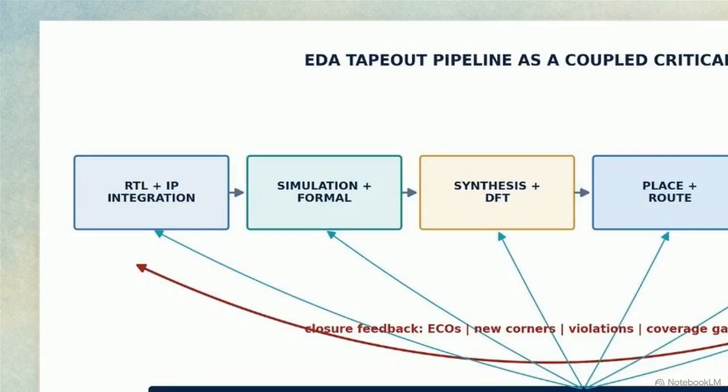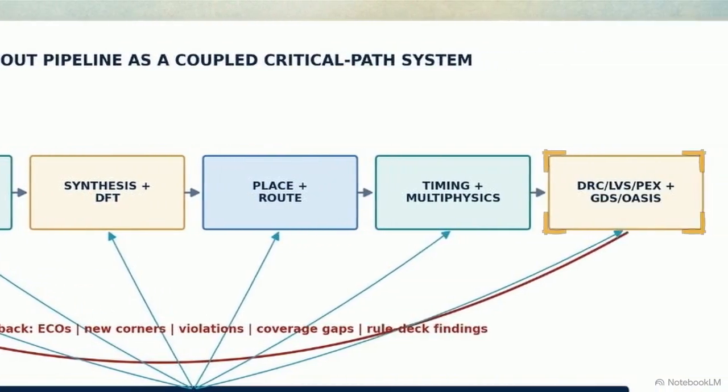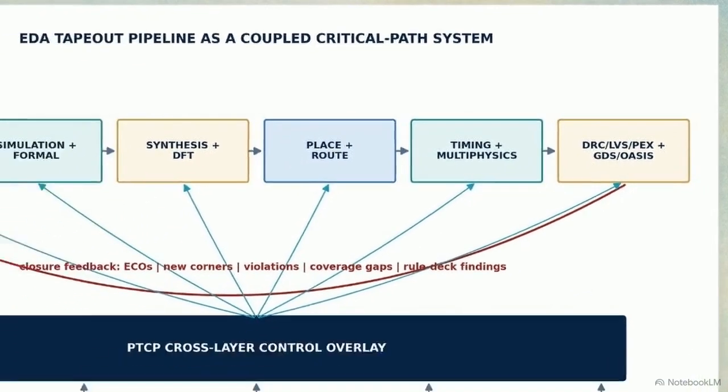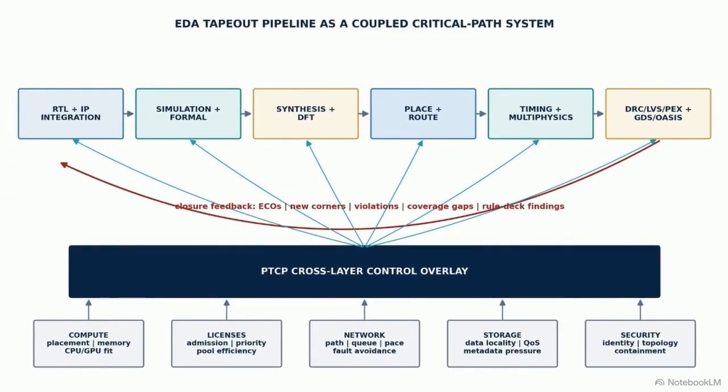This diagram illustrates a standard tape-out pipeline. You can see the sequential stages from RTL and IP integration on the left, running all the way through physical verification and final GDS or OASIS delivery on the right. Inside each of these discrete rectangular nodes, the execution time is highly optimized by the specific EDA vendor's tools.